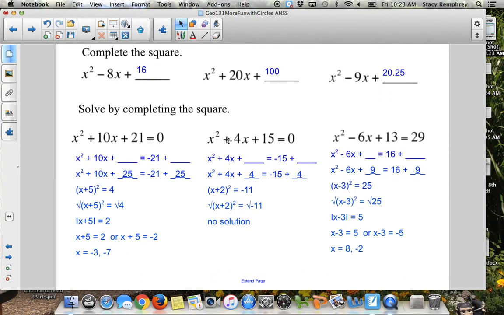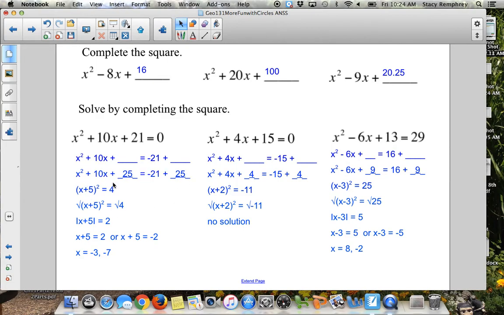Then we talked about solving by completing the square. Yes, you learned how to solve these with many methods in Algebra 1. So you know the quadratic formula, you know factoring, but in particular I needed you to review completing the square. So from here to here, what I did was subtracted 21 from both sides. Then I wanted to complete the square of the left side. So I took half of 10, which is 5, squared it. That's 25 added to both sides.